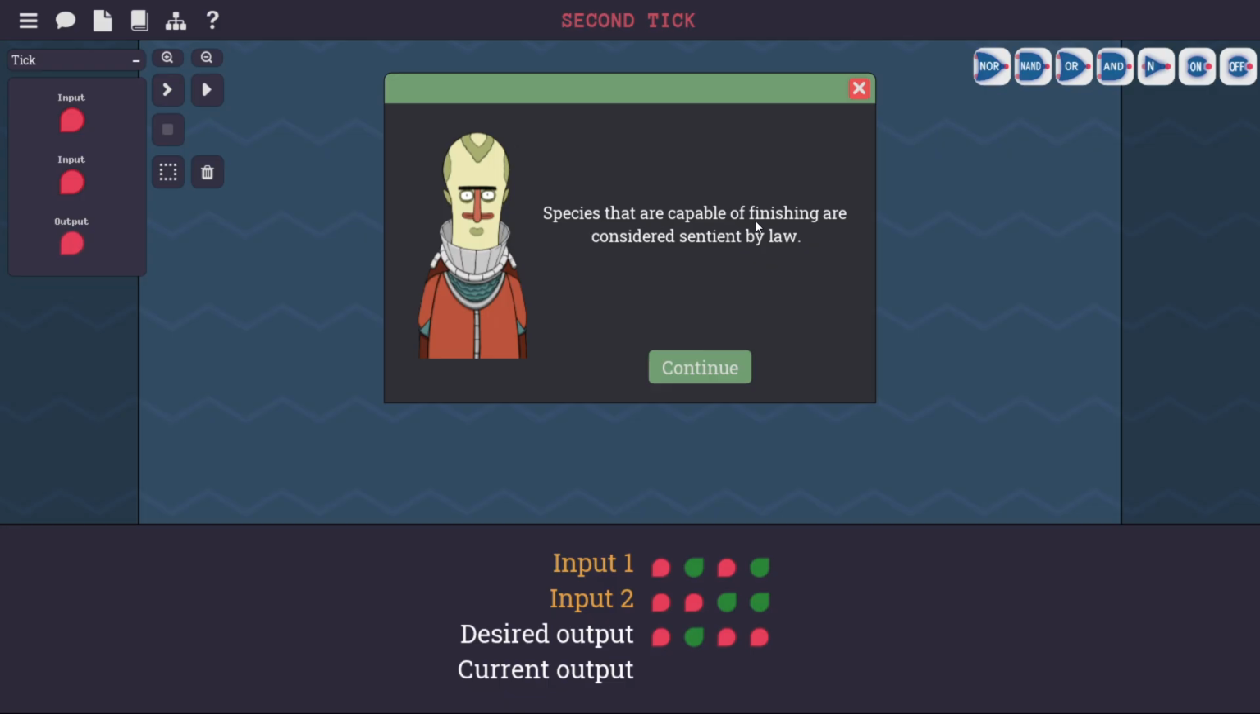Species that are capable of finishing are considered sentient by law. Okay. This is the main reason we don't eat you afterwards.